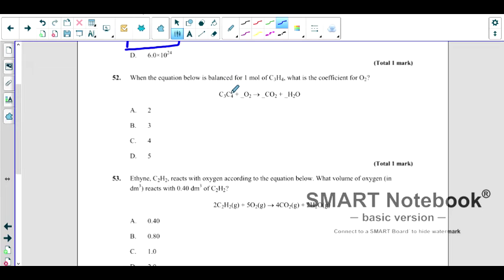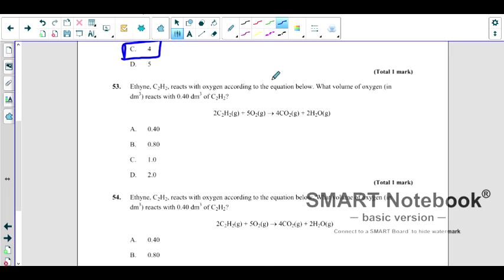This is an equation balancing question, with a mistyping here, it is C3H4. We want to balance it. When you balance it, it should be 4O2. Then we have 3 CO2 and 2 H2O. But he has asked us the coefficient of O2. The coefficient of O2 is 4, so the correct answer is C, 4.